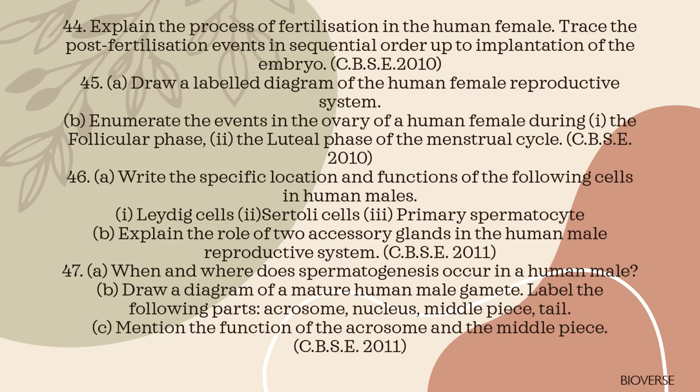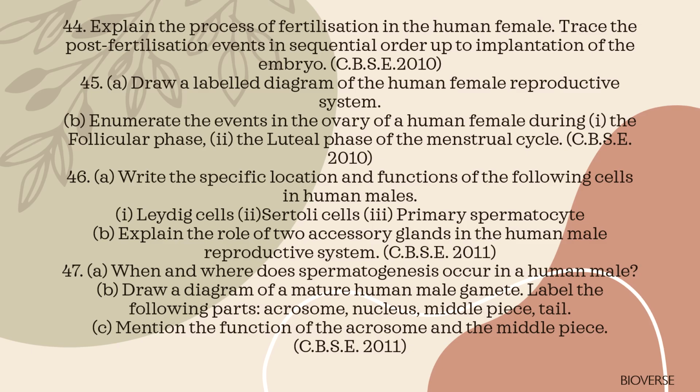Follicular phase. FSH stimulates growth and maturation of follicles. Primary oocyte completes meiosis I, forming secondary oocyte. Graafian follicle is formed. Luteal phase. LH stimulates formation of corpus luteum, which secretes progesterone to maintain the endometrium.